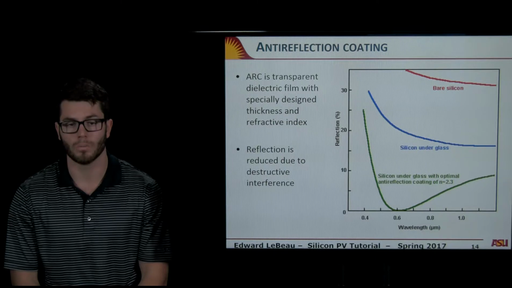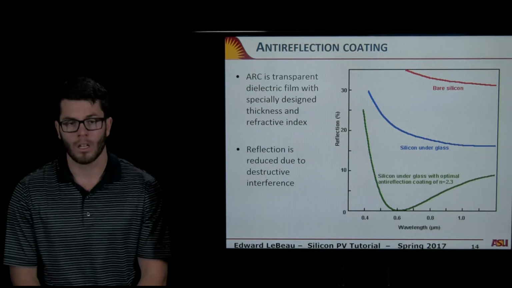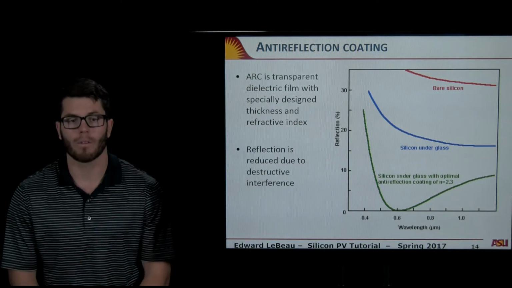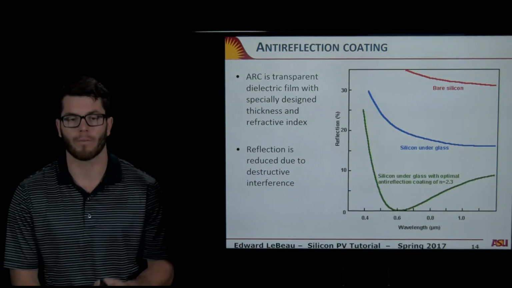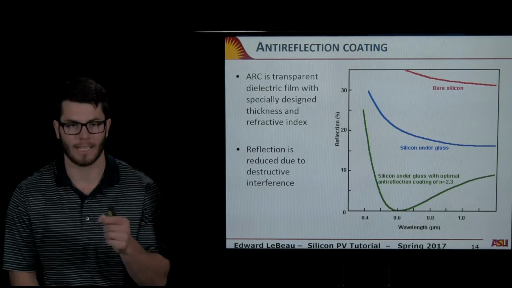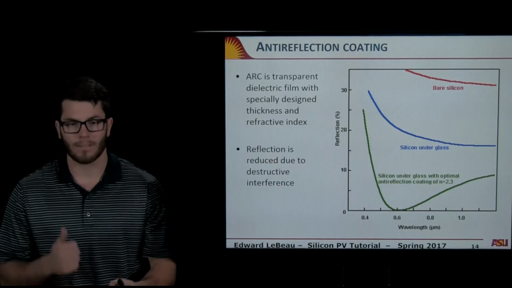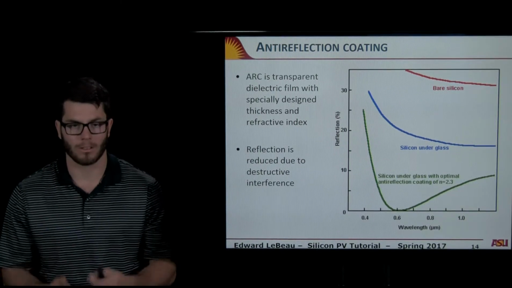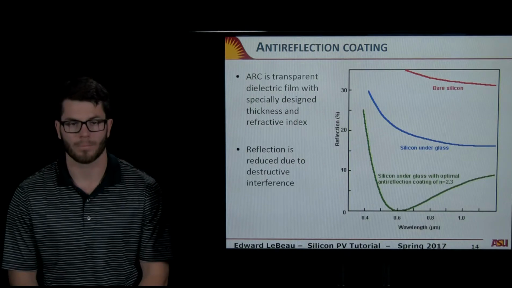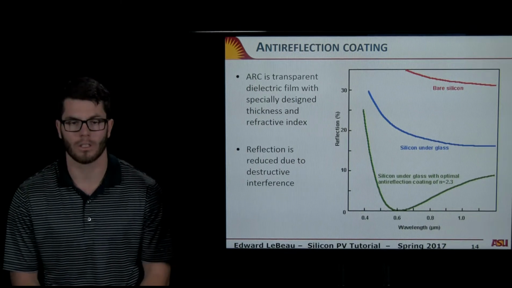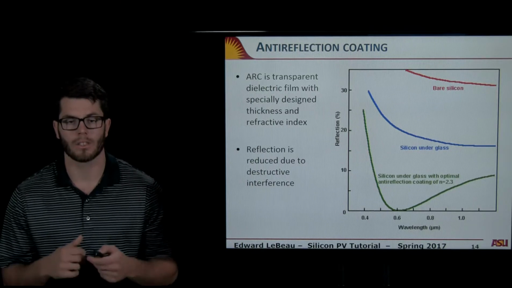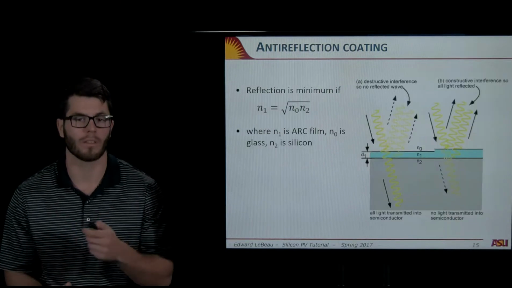So now let's look into reflectance. There's a thing called ARC, anti-reflective coating. It's a transparent dielectric film that has a very specific refractive index. Your refractive index determines how light will bounce off of your solar cell. And the whole reason you have it is to reduce reflection. And reflection is reduced by a thing called destructive interference.